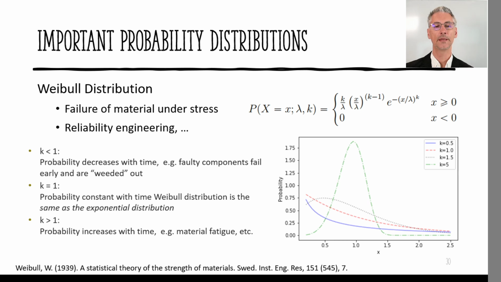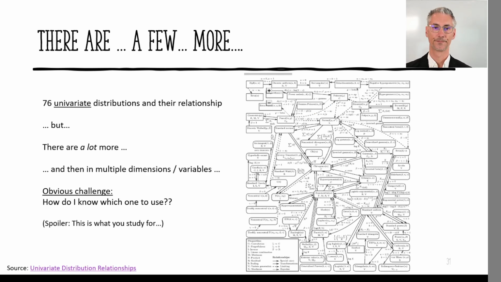For k smaller than 1, the probability decreases with time. That means, for example, faulty components will fail early and are weeded out. If k equals 1, the probability is constant, and the Weibull distribution becomes the exponential. If k is larger than 1, the probability increases with time, for example, material fatigue. And this distribution is essentially what drives all the concepts of predictive maintenance.